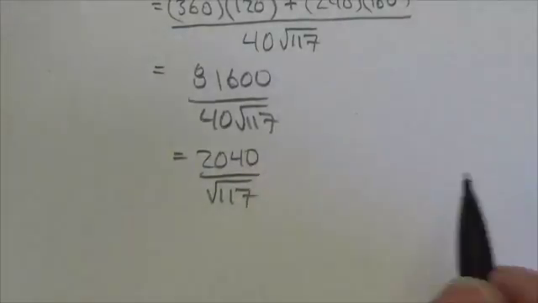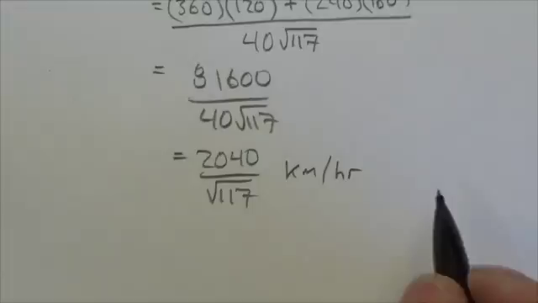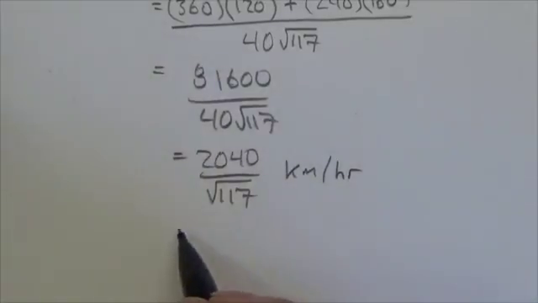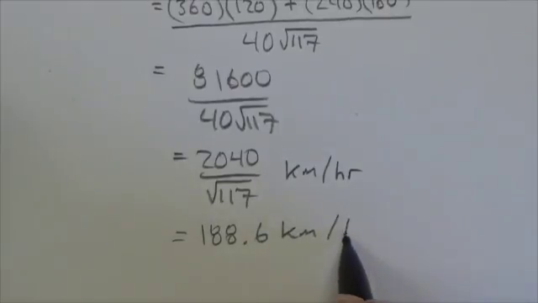Now remember, our units here are kilometers per hour, and so this is going to be no different here, kilometers per hour. But that doesn't really communicate much to us, so let's go through and figure out what that is. And this is going to be roughly 188.6 kilometers per hour if I round that to the nearest tenth. And that gives you a much better idea of how these things are moving apart.